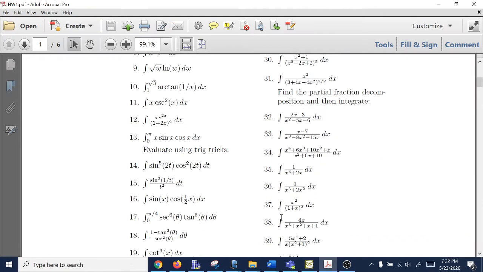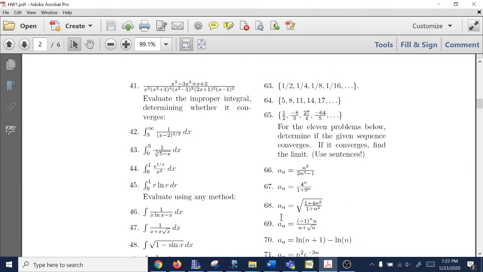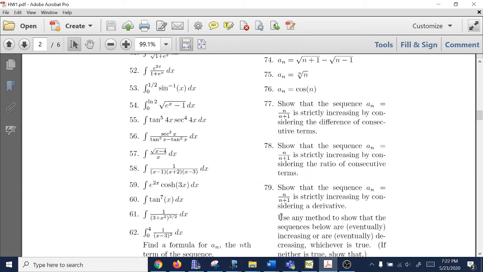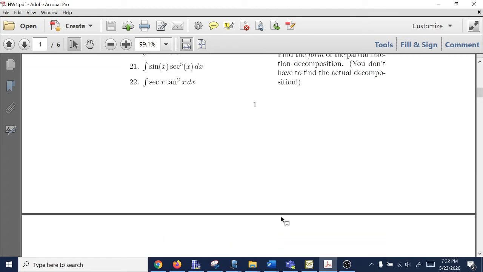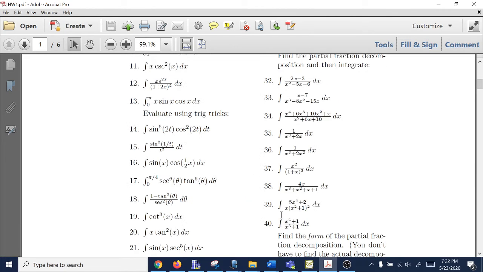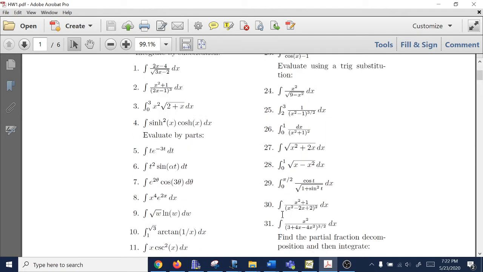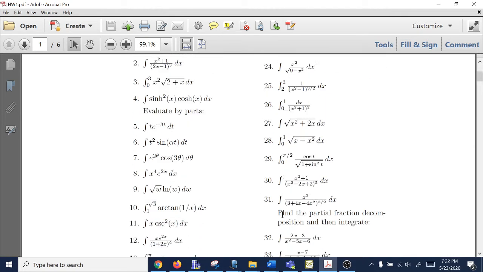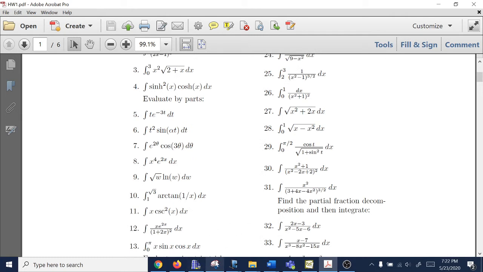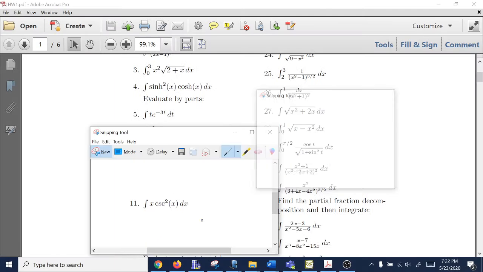How far are we going? Oh geez, we're going to be here for a while. What did I just do? It was this w one. Let's do this 11 one. x cosecant squared.